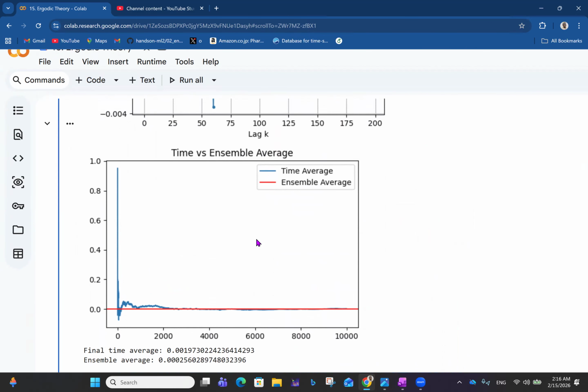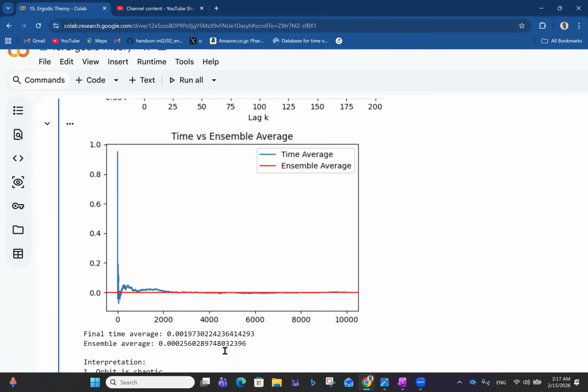So in this case now, we have time versus ensemble average. Time average is what is happening over time, and ensemble average is like when you do everything at once. It's more like when you toss a coin 1,000 times, that's the time average. But when you toss 1,000 coins at once, that's the ensemble average. So for the time average, we have 0.0019, and for the ensemble average, we have 0.00025. There's a bit of a gap right there.